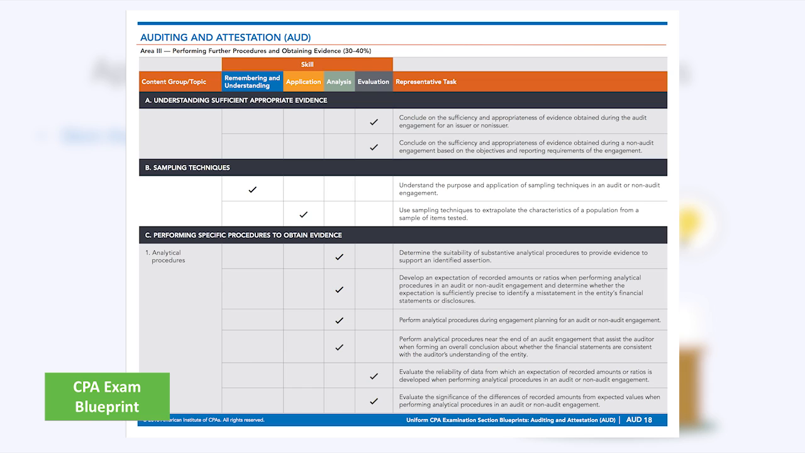What's nice about the blueprint, other than over the CSOs, is it'll show you how the area might be tested. So you might have analytical procedures in auditing, and it might be tested more at an analysis level, which means that's probably part of a task-based simulation. If you see the check mark in remembering and understanding, like IT and audit, you can pretty much be assured that it's going to be more of a multiple choice type question.